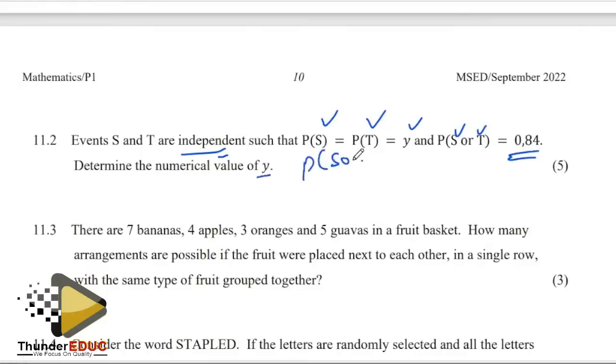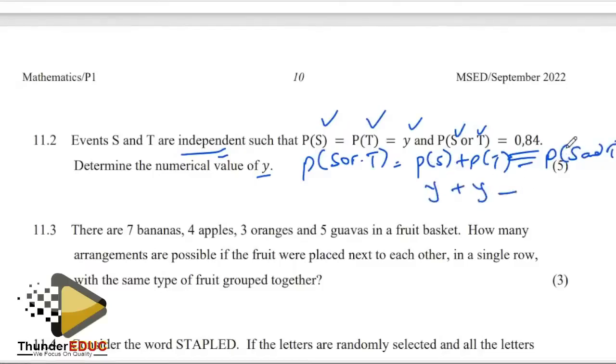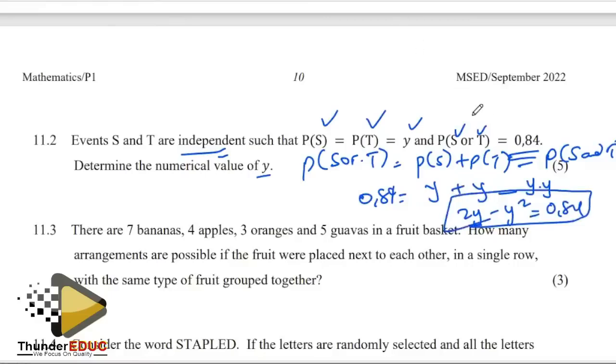So S or T, we said, is going to be probability of S plus probability of T minus probability of S and T. Now, what is S? It's y. What is T? It's y. Minus S and T, events are independent, so you multiply them. Is that going to make sense? Yes, 0.84. So that's 2y minus y squared is equal to 0.84. It's a quadratic, you solve it. That's why it's 5 marks. Then 11.3, we have 7 bananas, 4 apples, 3 oranges, and 5 guavas in a fruit basket.